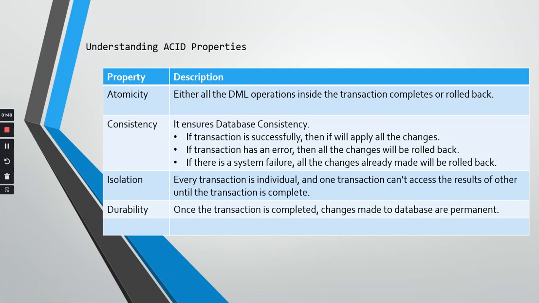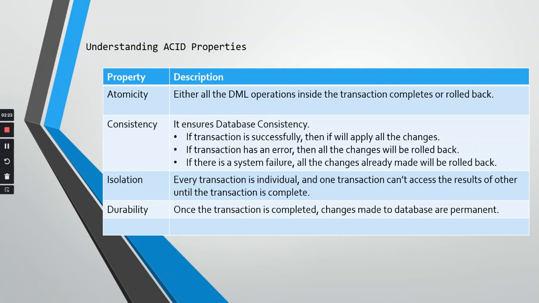What is consistency? It ensures database consistency. If a transaction is successful, then it will apply the changes. If the transaction has an error, then everything would be rolled back. And within a transaction, if the changes are happening and during that time a system failure happens, then all the changes done till now would get rolled back. So this is consistency. It would not actually save any half-state data. Either everything would be a success or nothing.